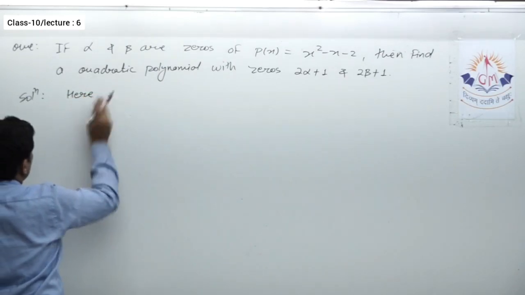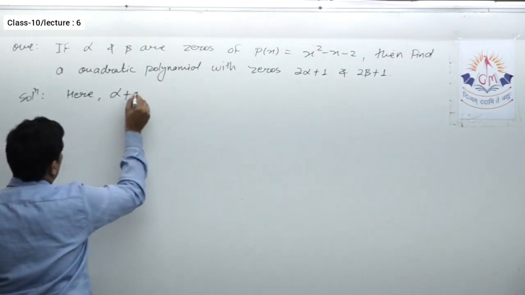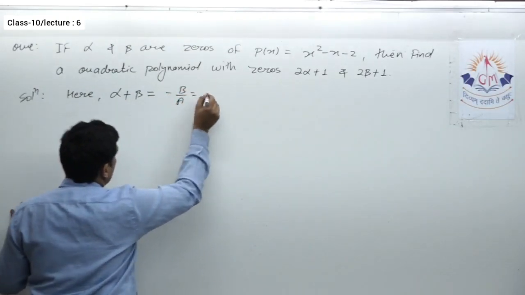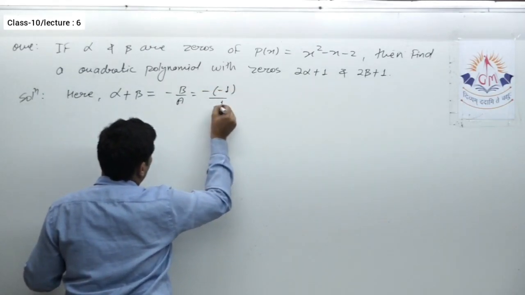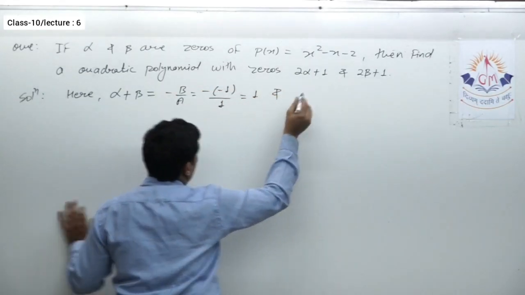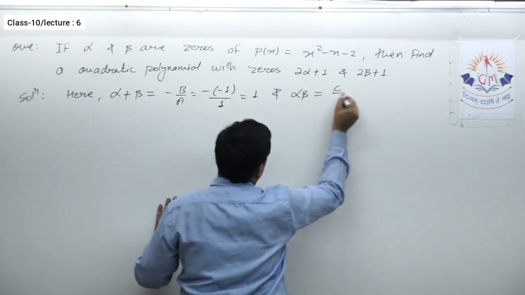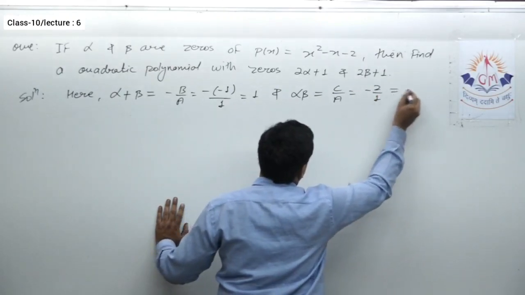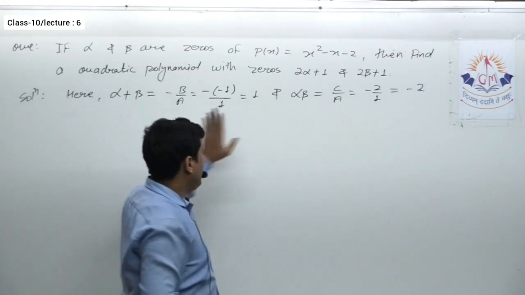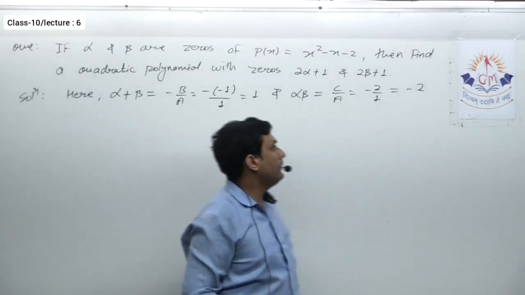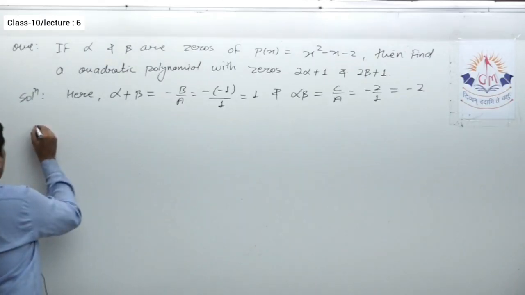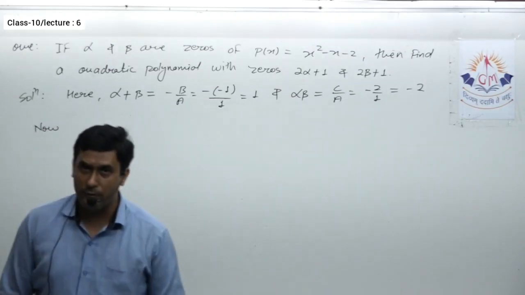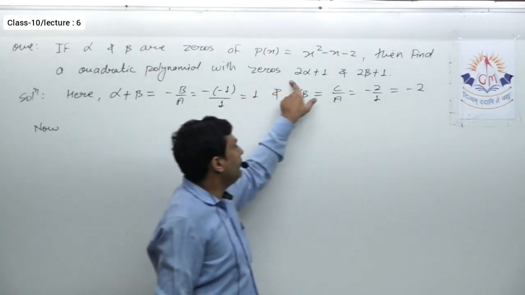Okay, here alpha plus beta is equal to minus b upon a, that is minus of minus 1 upon 1, that is 1, and alpha beta is equal to c upon a, that is minus 2 upon 1, that is minus 2. So here alpha plus beta is 1 and alpha beta is equal to minus 2. Now again, as I told you, we'll get the polynomial if we have the sum of its zeros and the product of zeros. So we have to obtain a polynomial whose zeros are these.